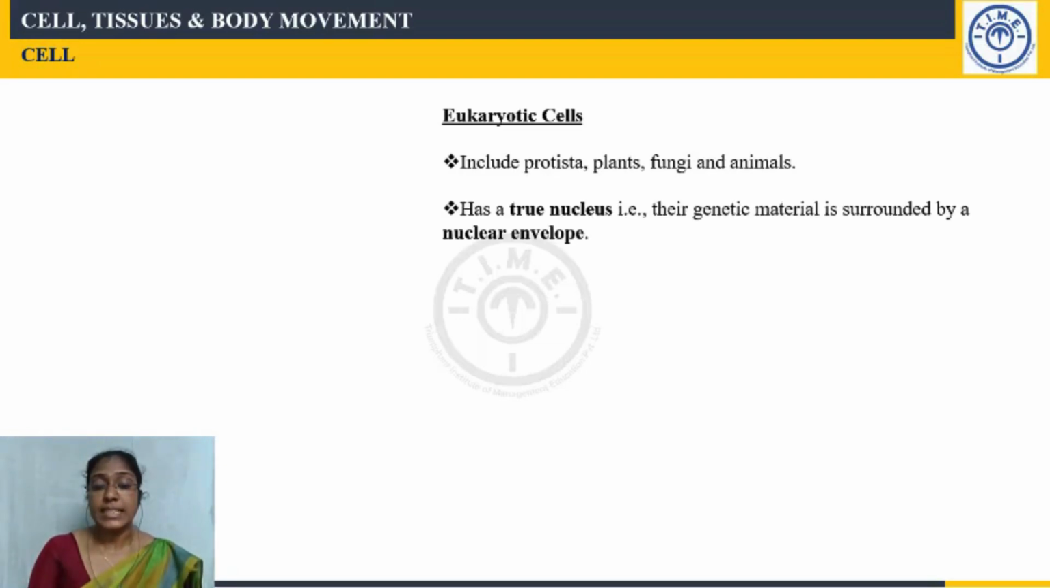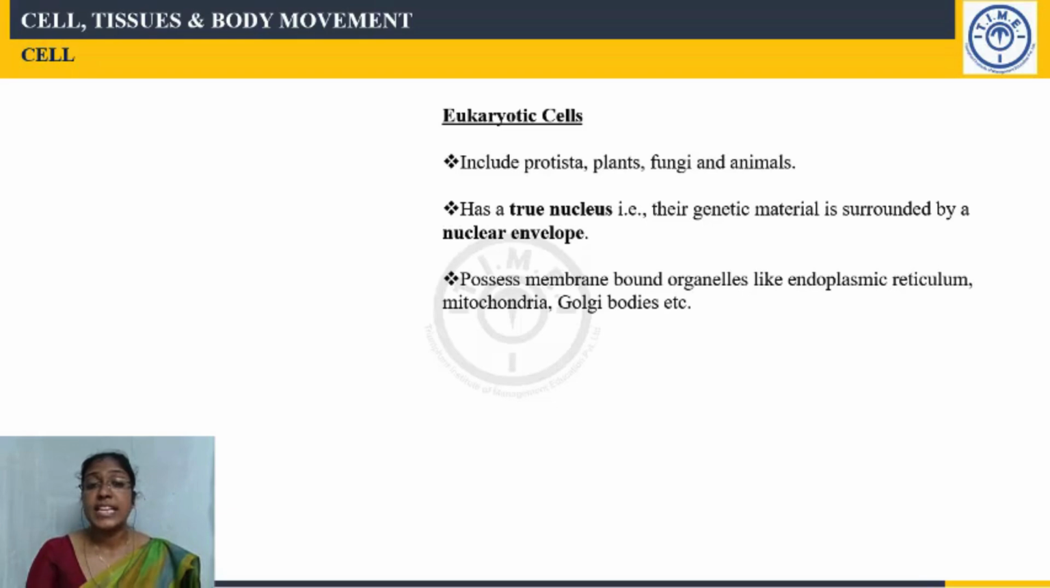Eukaryotes have a true nucleus, that means their genetic material is surrounded by a nuclear envelope. They possess membrane-bound organelles like endoplasmic reticulum, mitochondria, Golgi bodies, etc. Non-membrane-bound cell organelles, an example is the ribosome. Membrane-bound organelles are endoplasmic reticulum, mitochondria, Golgi bodies.